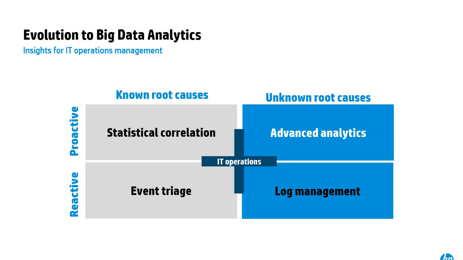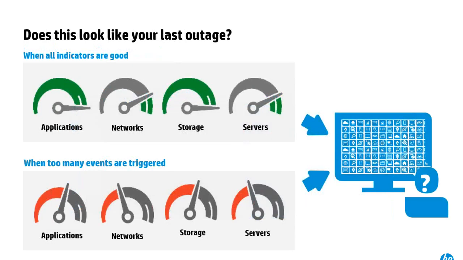And if you look at the types of problems that you typically experience in your environment, and you look at what your last outage looked like, most of the time you fall into two categories. Either all of your existing monitoring tools are showing that your application or your infrastructure is performing as expected, but your users are calling and complaining about the degraded performance.